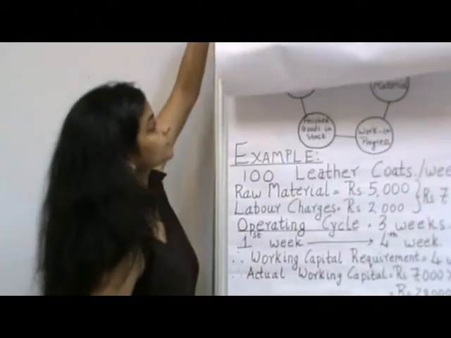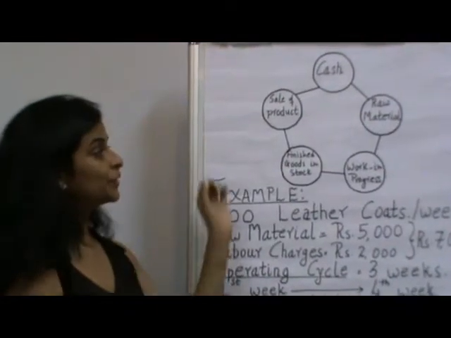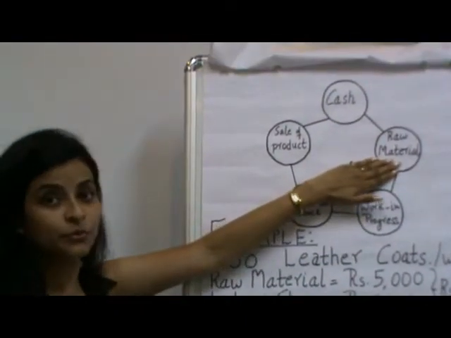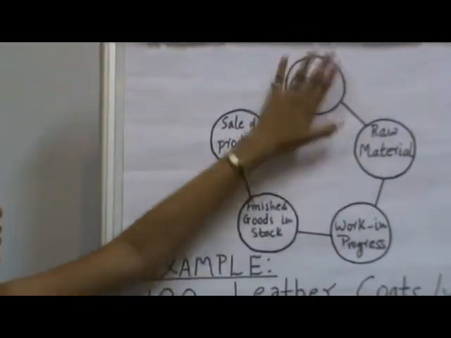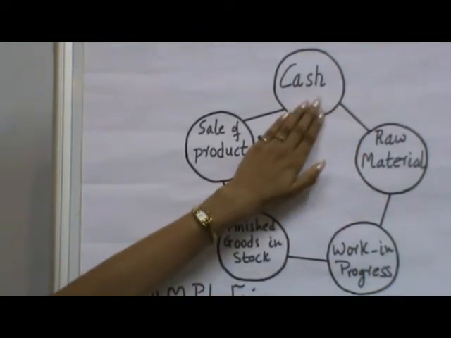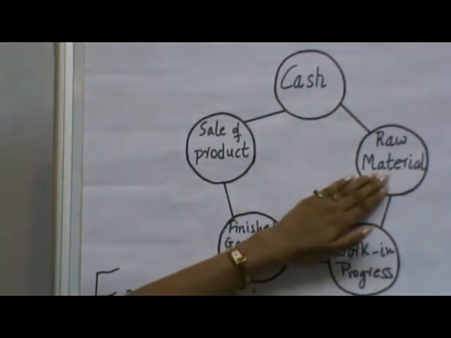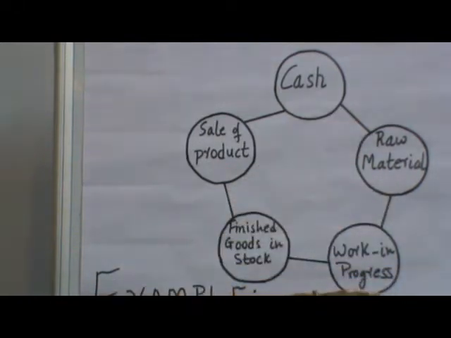Now let's understand what an operating cycle is. So, as a company, you want to buy raw material in order to produce your product. To purchase this raw material, you require cash. There is a cash outflow when you purchase raw material. This raw material is processed and we call it work in progress. This is where the goods are semi-finished.